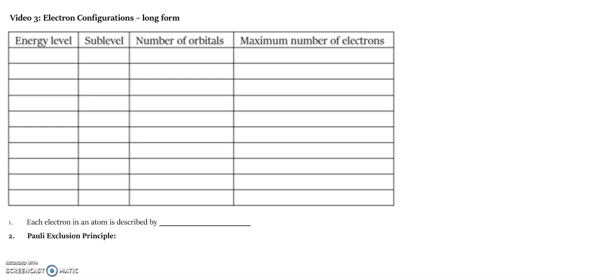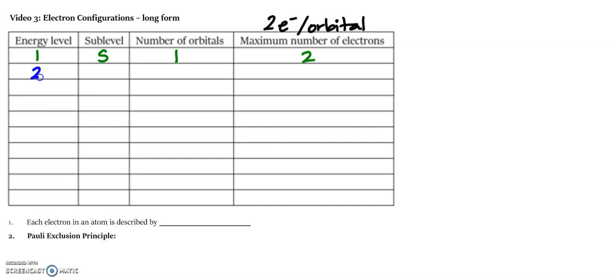So energy levels. In the first energy level, it is small enough that it only contains the S sublevel. And the S sublevel is small in that it only has one orbital. So there's only one space inside the S sublevel that can hold electrons. And one thing to note is when we talk about maximum number of electrons, the maximum is 2 electrons per orbital. So if there is one orbital, that can hold 2 electrons. So in 1s, we've got 2 electrons.